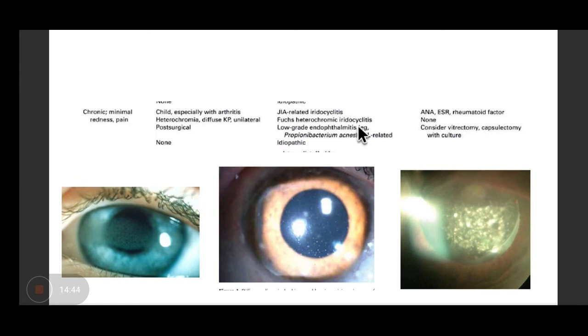Post-surgical low-grade endophthalmitis because of P. acnes. You have to have a look at the IOL. There are brown deposits on the IOL of this patient, which is a nidus of infection. What you will do, you will explant the IOL, you do a vitrectomy, and you give antibacterial drugs, and the patient may respond well.